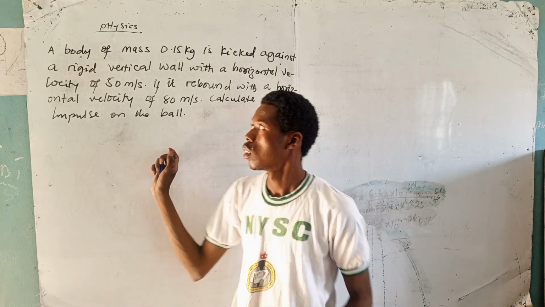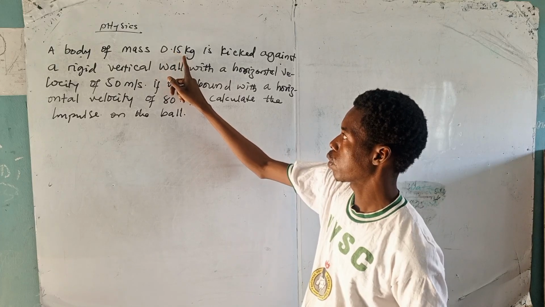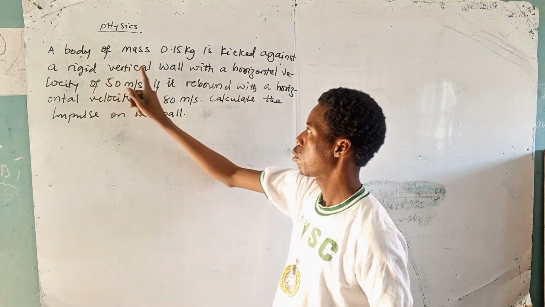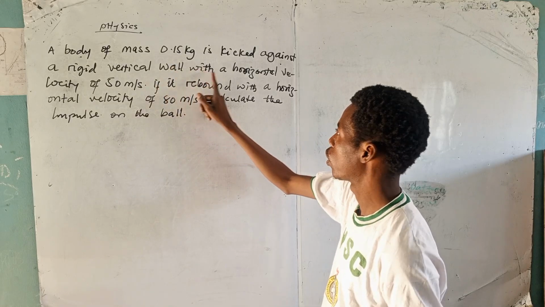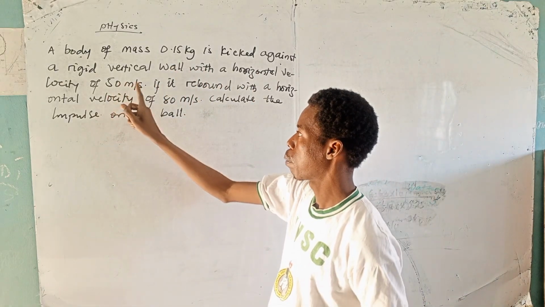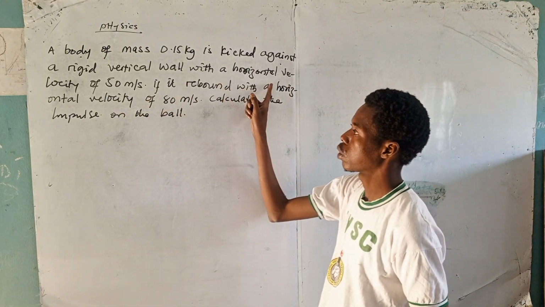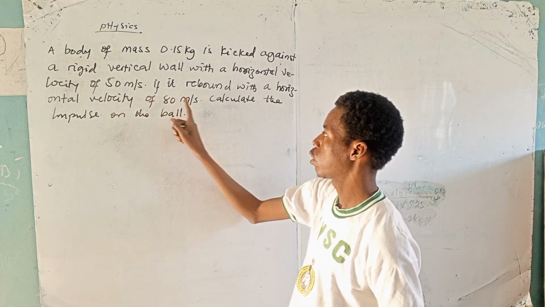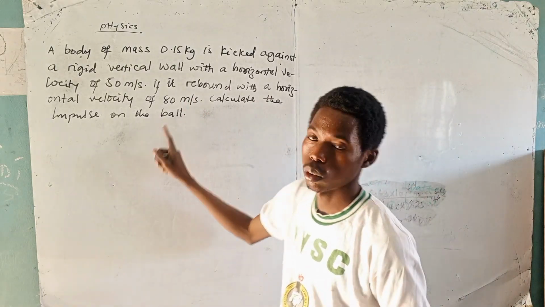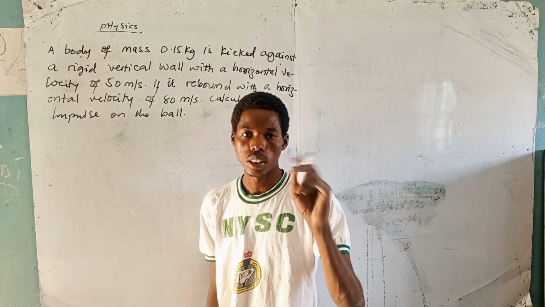In this tutorial we are going to solve a problem under momentum that we have here on the board. A body of mass 0.15 kg is kicked against a rigid vertical wall with a horizontal velocity of 50 meters per second. If it rebounds with a horizontal velocity of 80 meters per second, calculate the impulse on the board. So let us write the data.